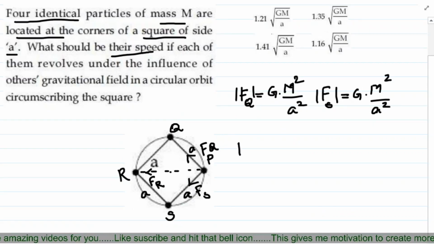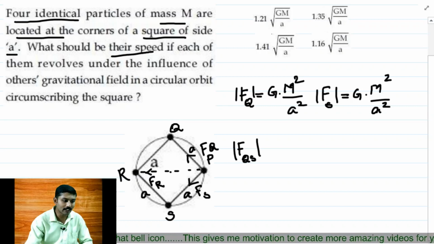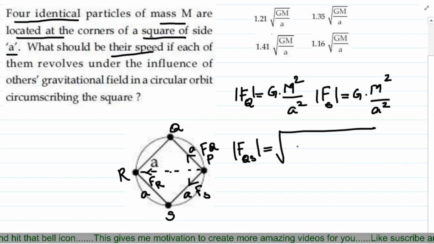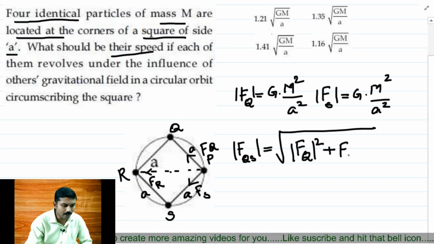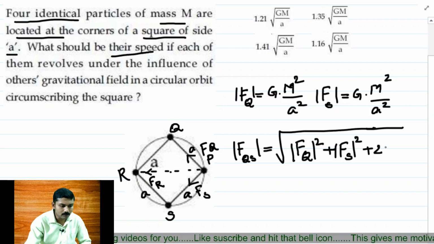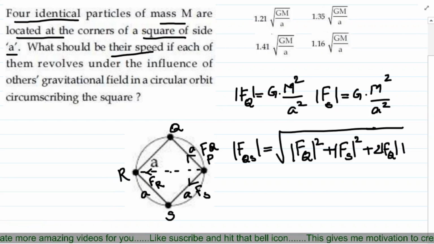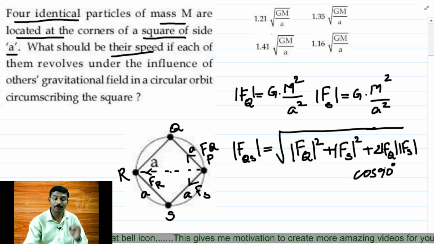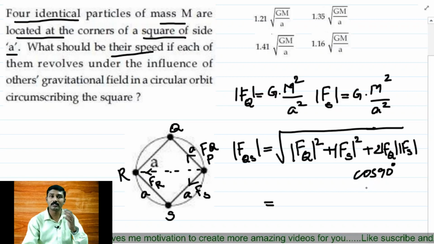Right. So if I write FQS, what is that FQS? It is the magnitude of the resultant force created by the combination of Fq and Fs, which can be written as equal to the square root of the magnitude of the first force, Fq square, plus the second force, Fs square, plus, all under the root, 2 times Fq Fs multiplied by the cos of the angle between the two forces. The angle between the two forces is 90 degrees, and cos of 90 degrees is 0, as you know.